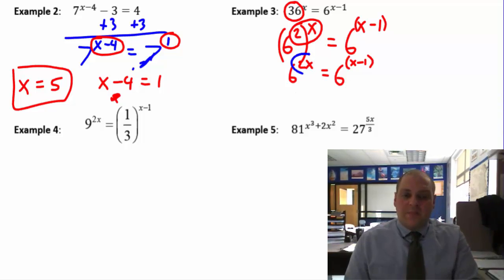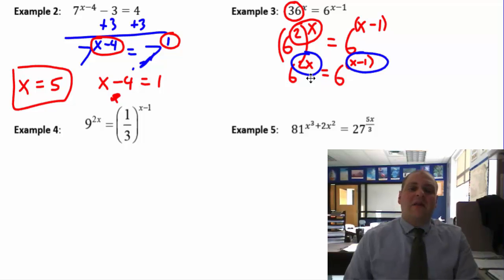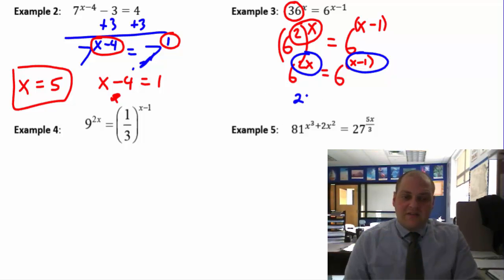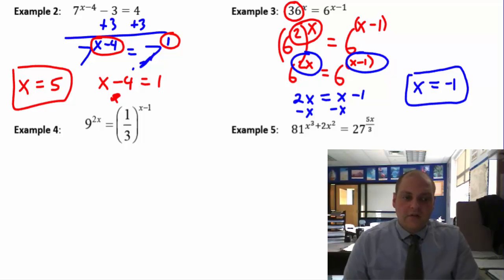So now I can take my exponents and set them equal to each other. Why? Because I have a common base, 6, 6, the same base. So it's going to be 2x equals x minus 1. Subtract x from both sides. You're just solving a regular equation now. And I get x equals negative 1. There it is. X equals negative 1.